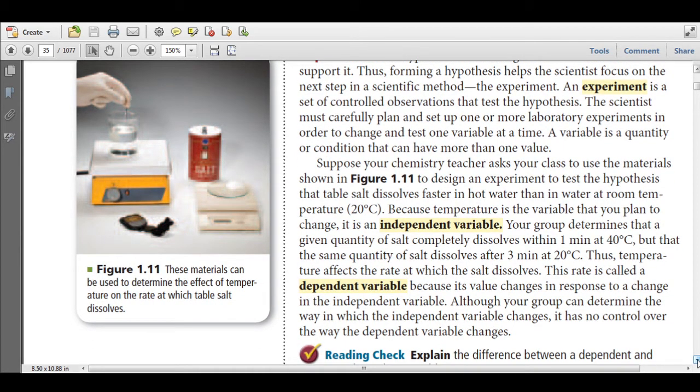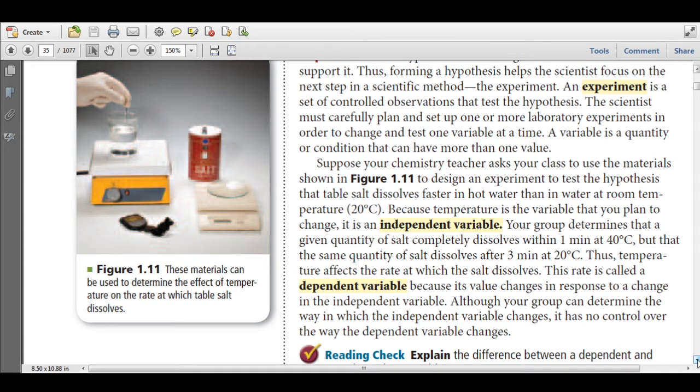Suppose we were going to do an experiment to test the hypothesis of table salt dissolving faster in hot water than in water at room temperature. Because the temperature is the variable that you plan to change, temperature is therefore what we call the independent variable. Your group determines that a given quantity of salt completely dissolves within 1 minute at 40 degrees Celsius, but the same quantity of salt dissolves after 3 minutes at 20 degrees Celsius.